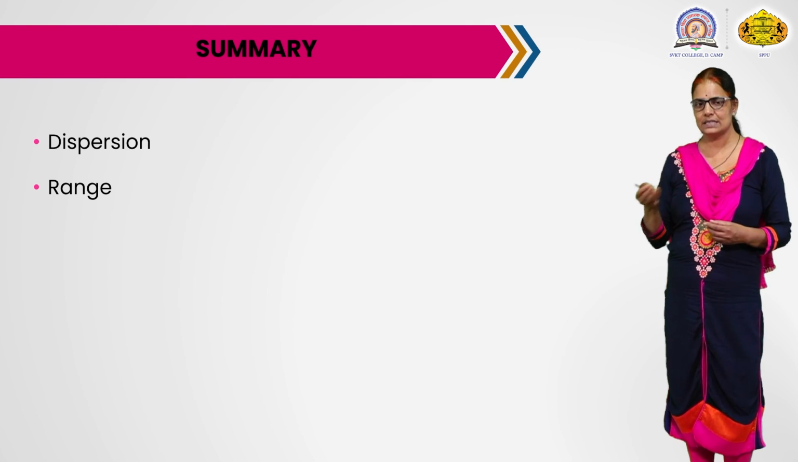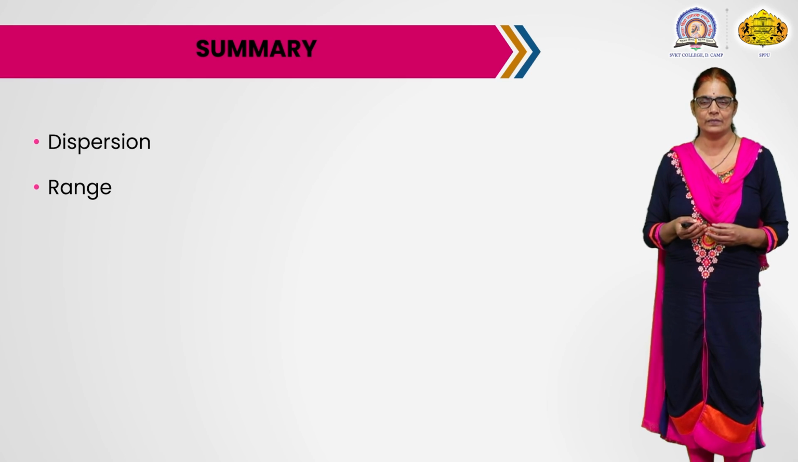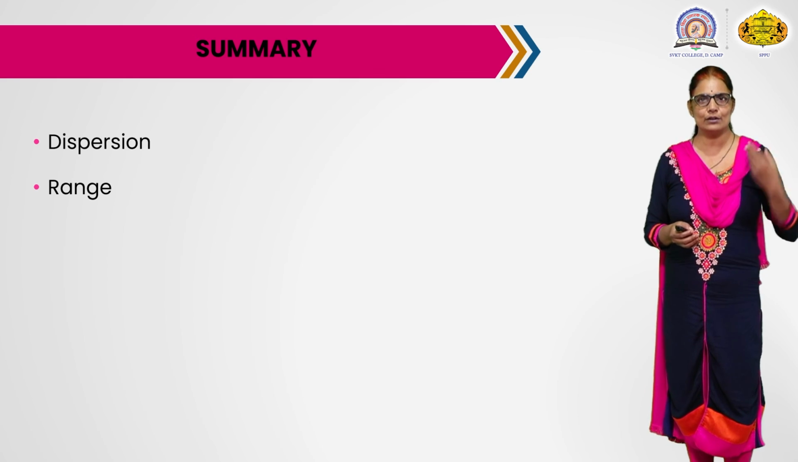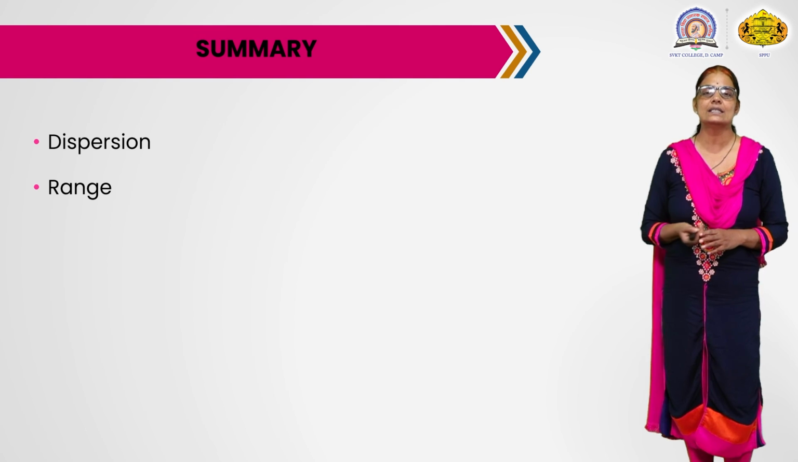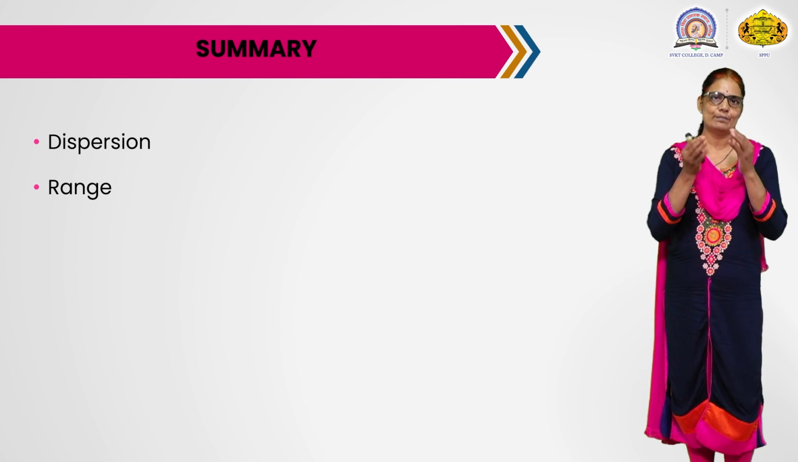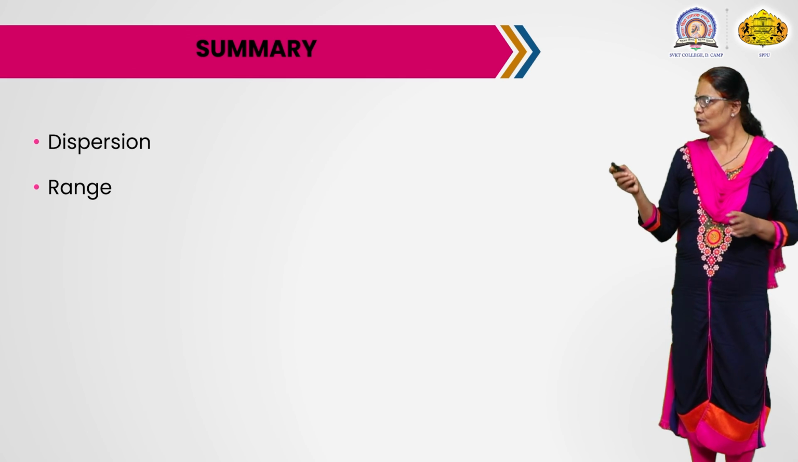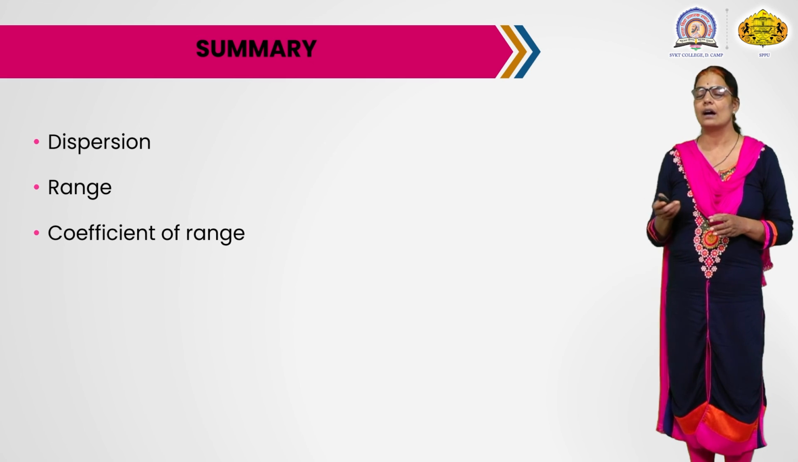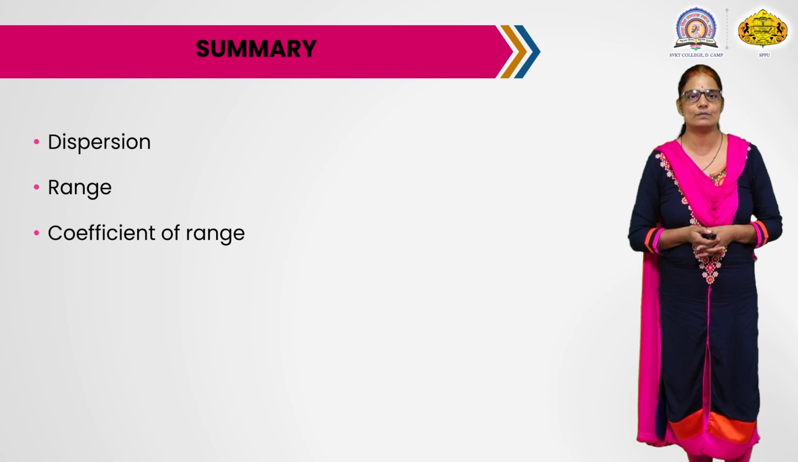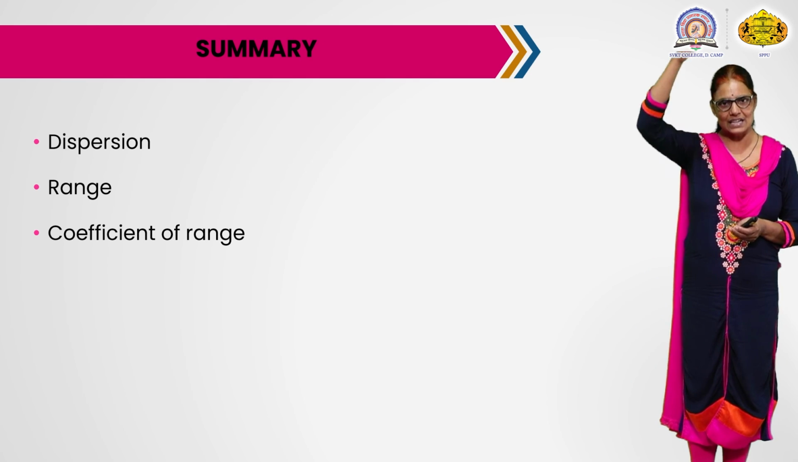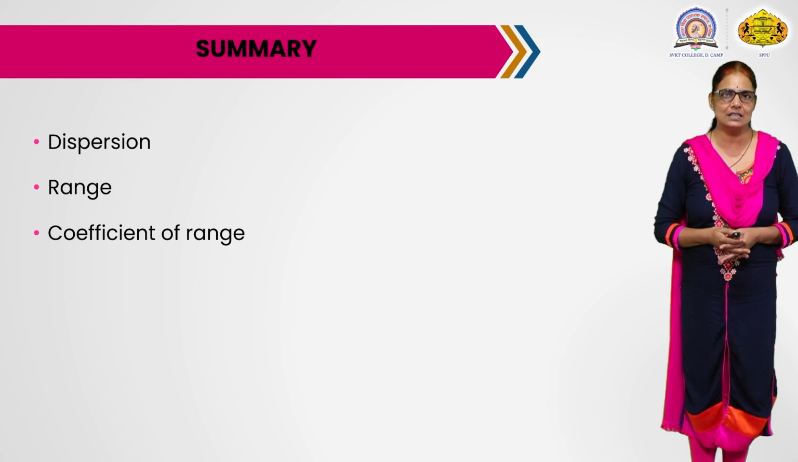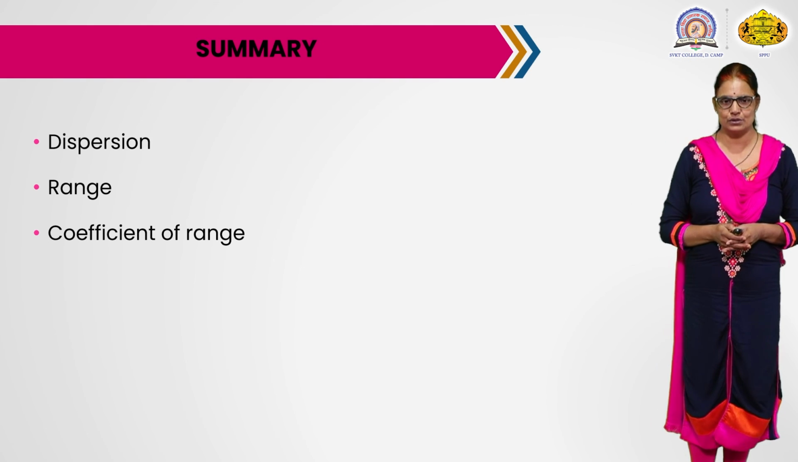Among these, the first ones are the range and the standard deviation. These are the 2 absolute measures of dispersion, and coefficient of range and coefficient of variation are the 2 types of relative measure of dispersion. The range, in the simplest definition, is the highest observation minus the lowest observation, that is L minus S. L is the largest observation minus the smallest observation of the given data.